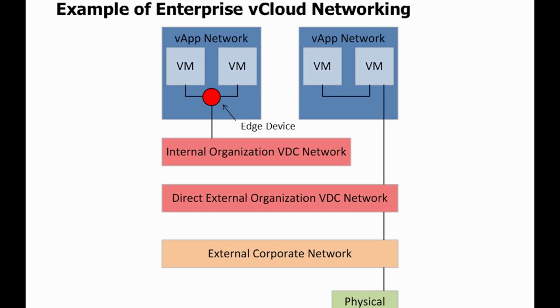The second VApp on the upper right has a direct connection to an external org VDC network, which then goes to the external corporate network, which also goes to the physical network. In between, that upper right VApp also has an internal isolated VApp network. So you've got all sorts of cool stuff going on here, and I hope I'm showing you that we're scratching the surface of how interesting and complex and kind of messy it can get if you start going hog wild with all these different network designs. And you may have use cases for all this, but it doesn't make it any easier.